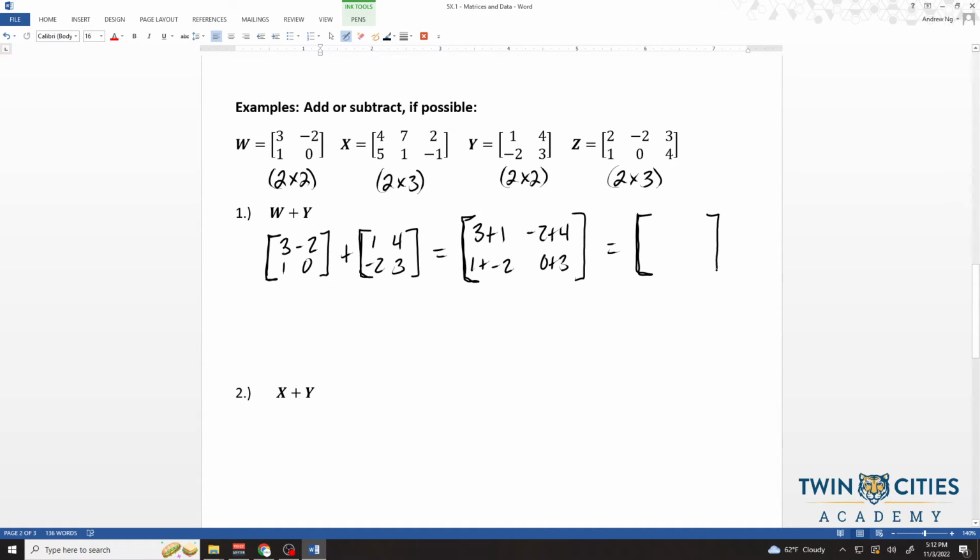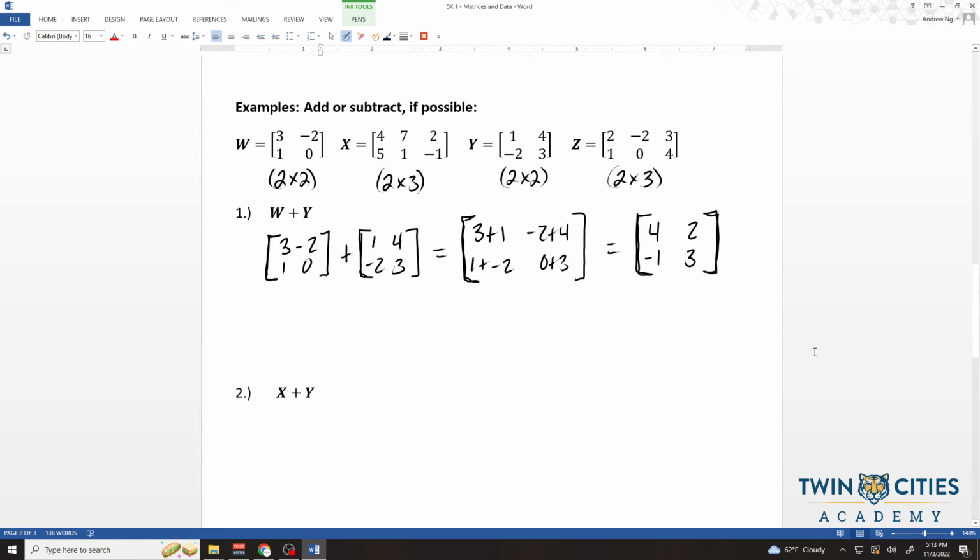All right, what's my answer going to be then? 3 plus 1 is 4 in the top left. Negative 2 plus 4 is going to be positive 2 in the top right. 1 plus negative 2 is going to be negative 1 in the bottom left. And 0 plus 3 is 3 in the bottom right. So W plus Y is going to be this 2 by 2 matrix: 4, 2, negative 1, 3.